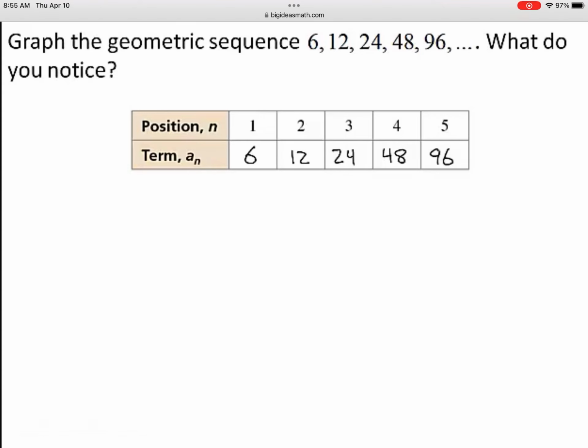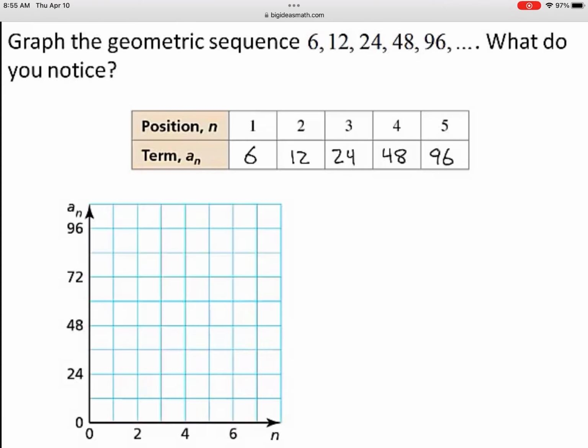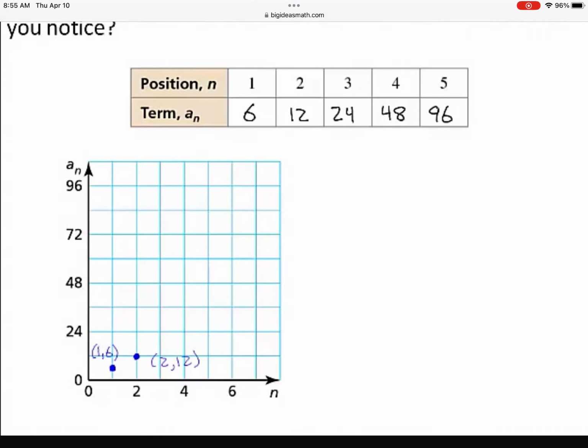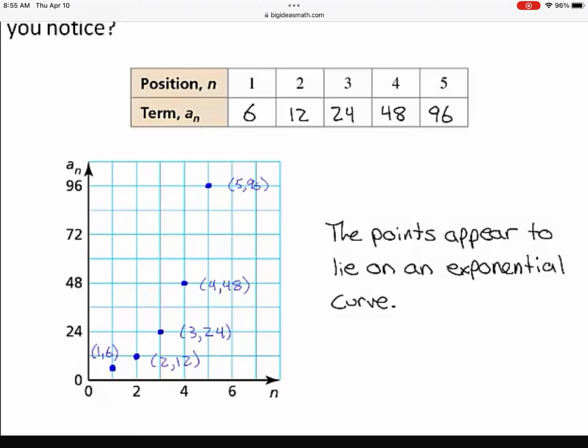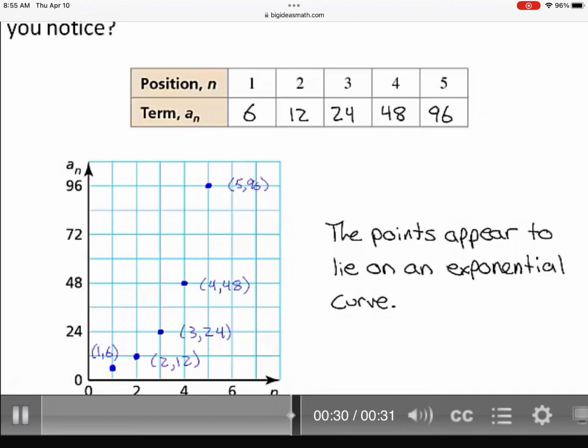To graph the sequence, plot the ordered pairs n, a sub n. So plot the points (1, 6), (2, 12), (3, 24), (4, 48), and (5, 96). Notice that the points appear to lie on an exponential curve.